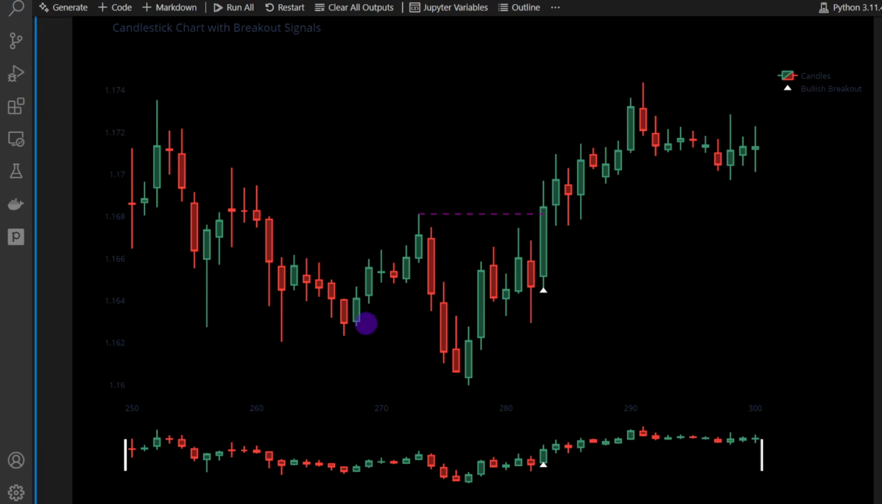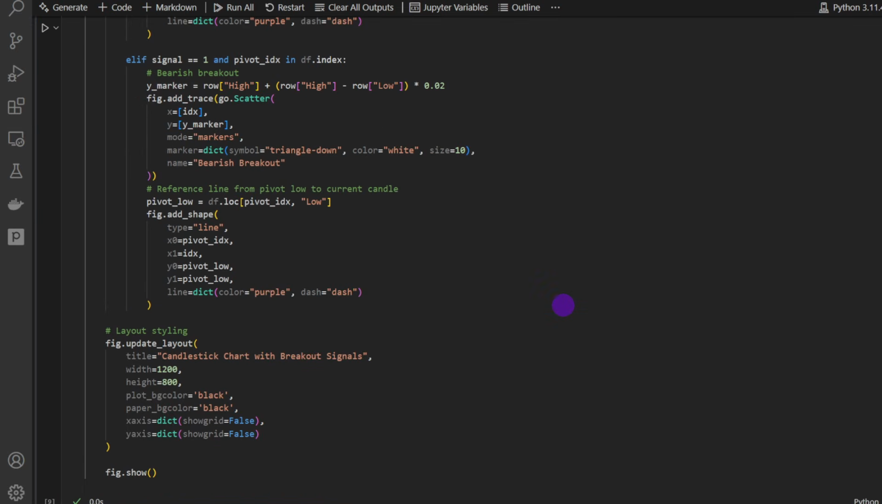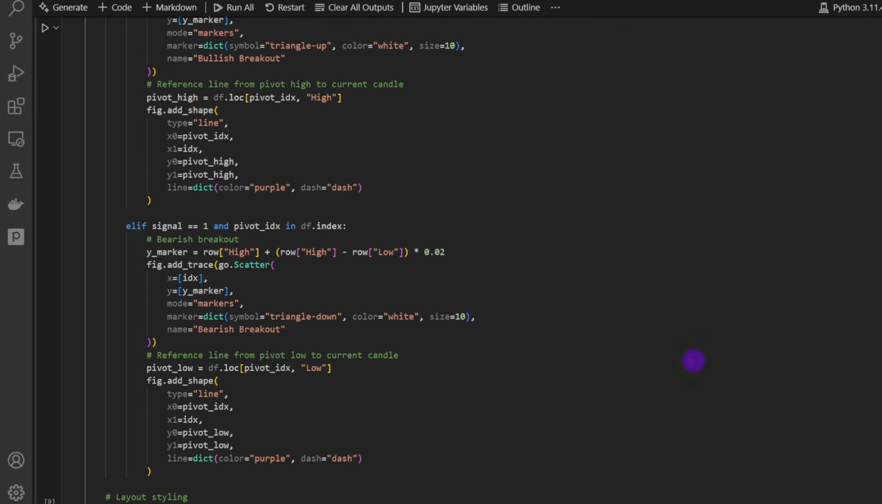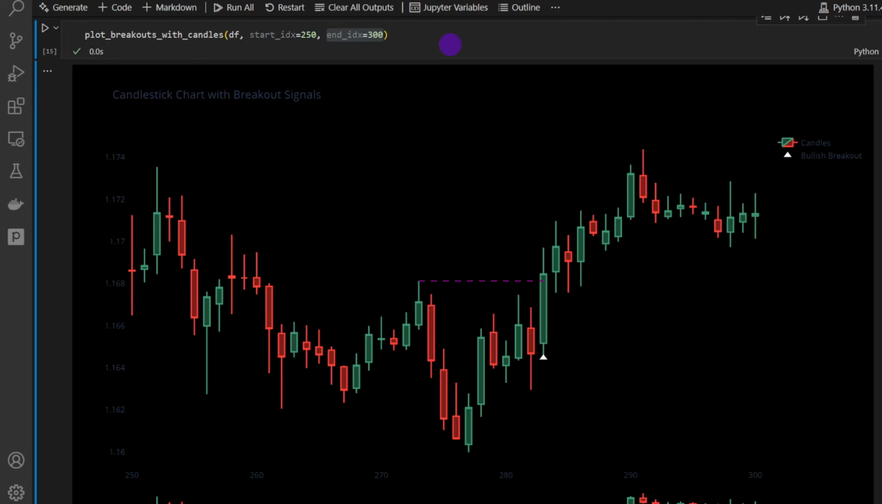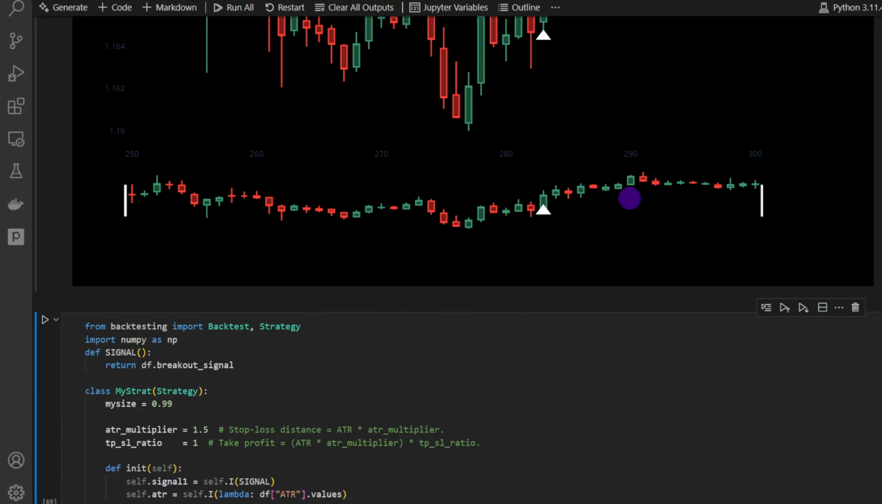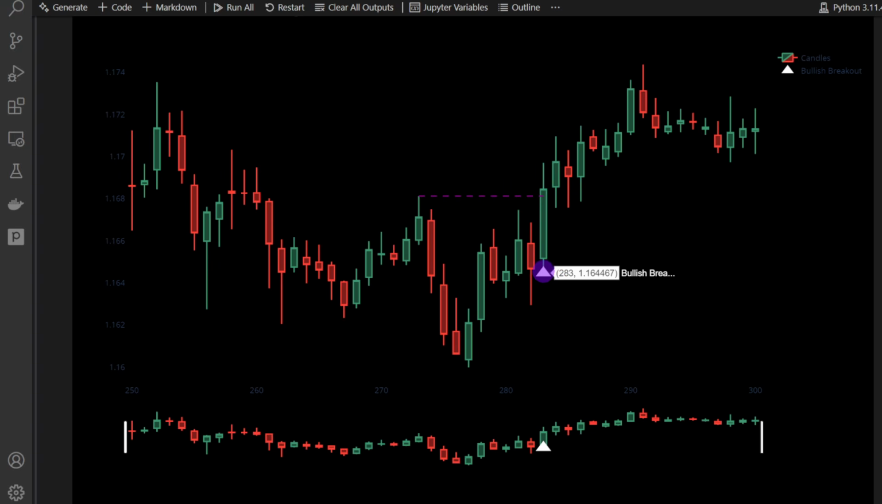So we have a pivot candle here. We have a breakout here in the bullish direction. This is why we have this triangle, this white triangle below the candle. We can actually increase its size at some point here. So that's triangle down. I'm going to double it, 20 and 24 up. I'm going to run it again. And as you can see, we have this bullish triangle here.